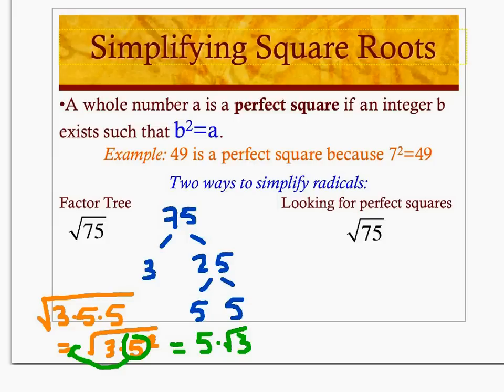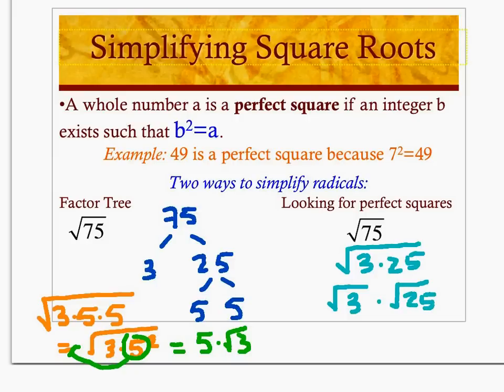Now another way of doing this is to look for perfect squares inside of a number. So this is the most common way of doing it. So the square root of 75 is the same as 3 times 25, right? Well, 25 is a perfect square, and because of my product rule, I can write this as the square root of 3 times the square root of 25. Where the square root of 25 is 5, right? So again, I get 5 times the square root of 3. Again, you don't have to do the dot in between because it's known that that's multiplication.